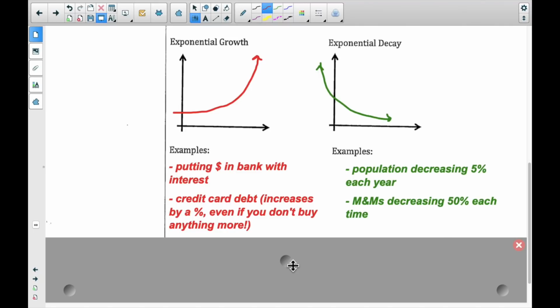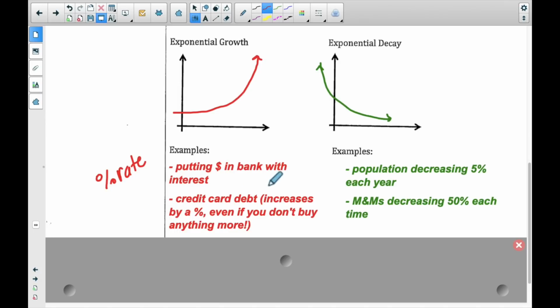Some examples that I happen to stick with are money on both of them. You're putting money in a bank with interest. Okay, if that is gaining interest, that is exponential. Anything that has some kind of a rate with it, if it has a rate or a percent that goes with it, then that is going to be exponential. Same thing, credit card debt. If you owe money on a credit card, even if you don't buy anything more, you will have exponential growth in your debt because there's a percent rate. They don't charge you a set amount, they just charge you a percent, and it's going to increase.